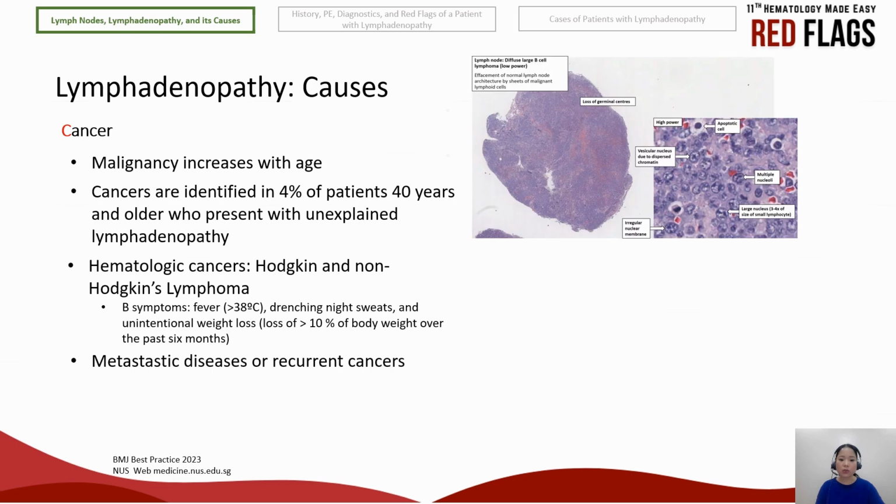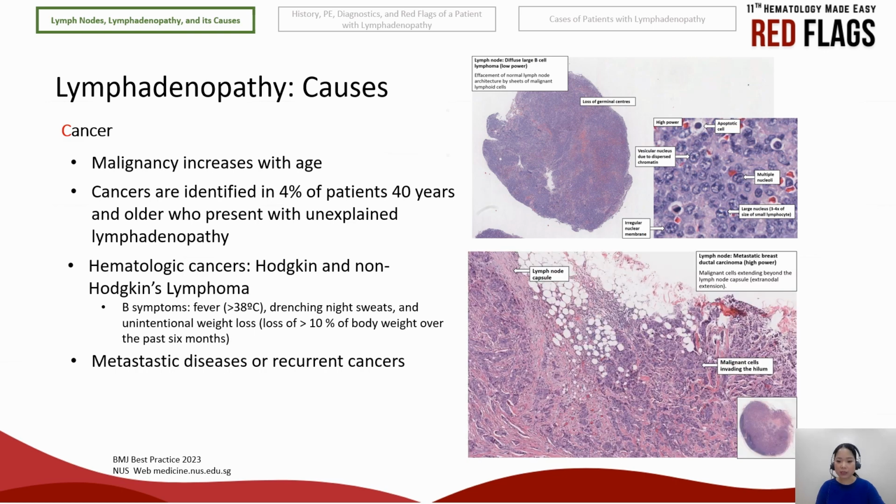So this picture is a cut section of a lymph node of a patient with large B-cell lymphoma. An oil immersion field view shows effacement of the normal lymph node architecture by sheets of malignant lymphoid cells. Another cut section of the lymph node from a patient with metastatic breast carcinoma shows infiltration of metastatic cells in the subcapsular sinus.